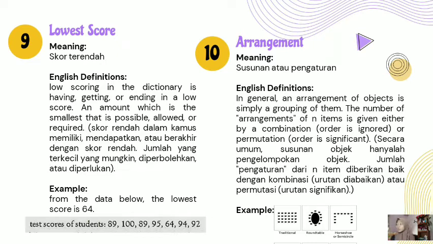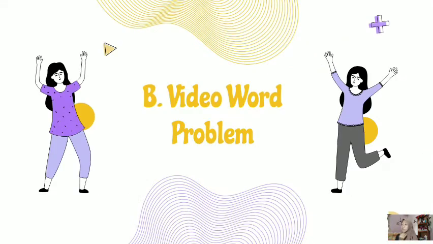And the last is number 10, arrangement. Meaning is susunan atau pengaturan. English definition: in general, an arrangement of objects is simply a grouping of them. The number of arrangements of n items is given either by a combination or permutation. Example, for the picture.